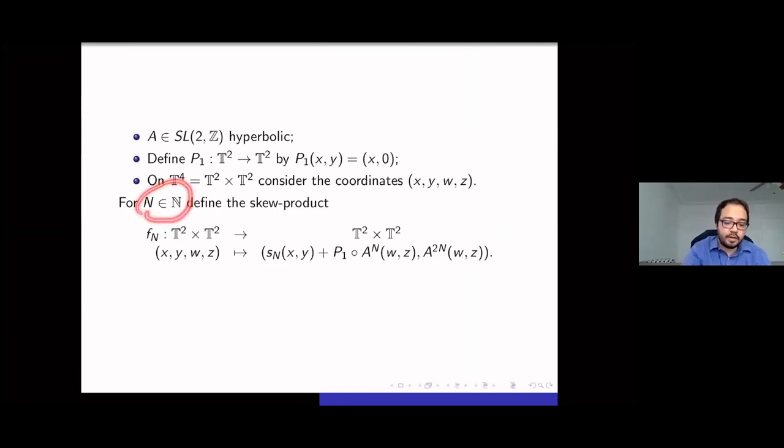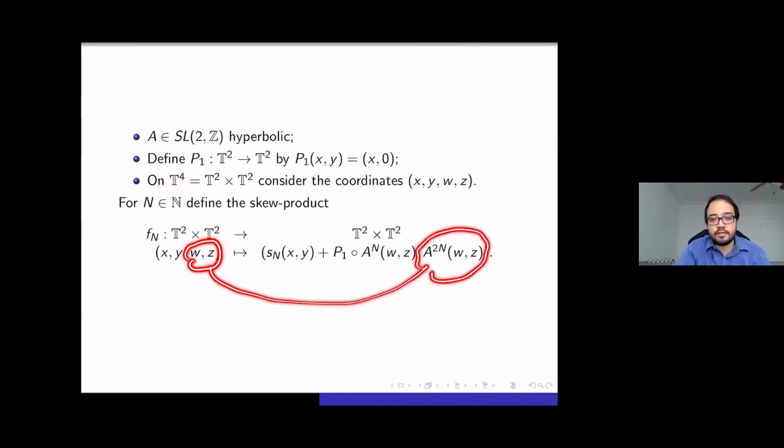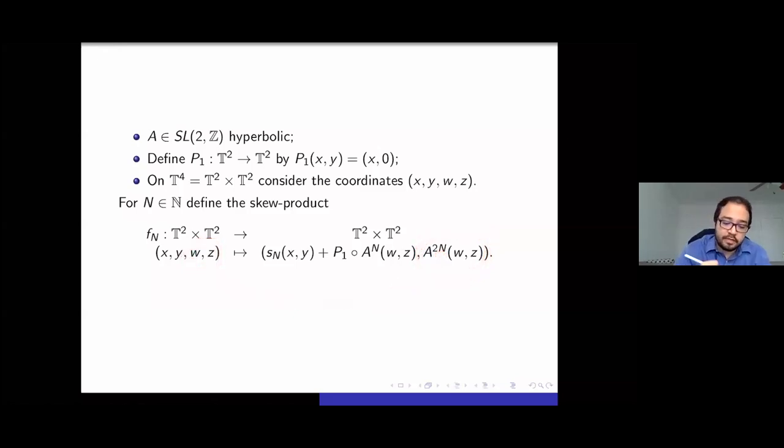For n a natural number, you may look at the skew product. So what is this? First, you look at (w,z), and you see that you're just acting by your Anosov map to some power depending on n. So in the second torus, you're just acting by your Anosov system. In the first torus, you're adding your standard map in (x,y).